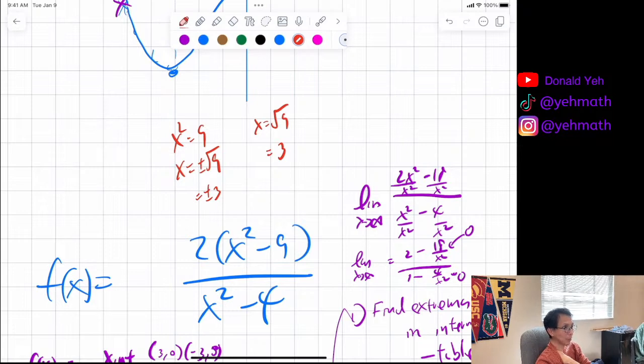Because you're not square rooting both sides. If you square root both sides, that's where you create the plus or minus. If you just say x equals the square root of 9, the square root of 9 is just 3. It's not plus or minus 3. There's no -3.